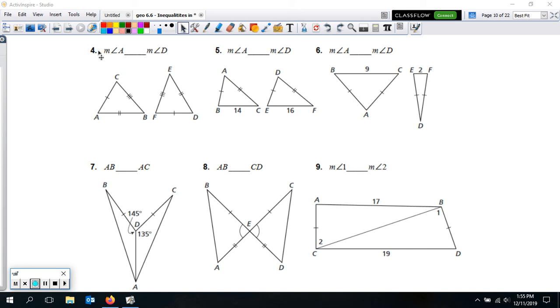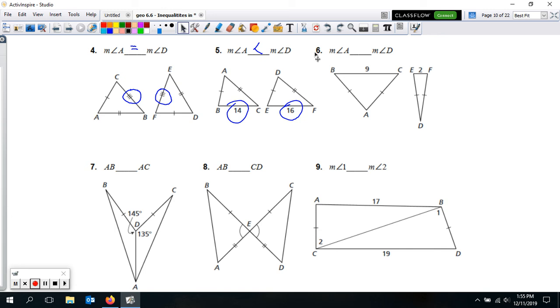All right, so for number 4, for angle A, the opposite of that is BC, and for angle D, the opposite is EF. Those are congruent, so if they're congruent, then they're equal. So we can put equal to between that one. Number 5, again, opposite sides from angle A is 14 and opposite from D is 16. Since 14 is less than 16, that tells you that angle A is less than angle D. So this is going to be a less than symbol. Measure of angle A is less than measure of angle D.